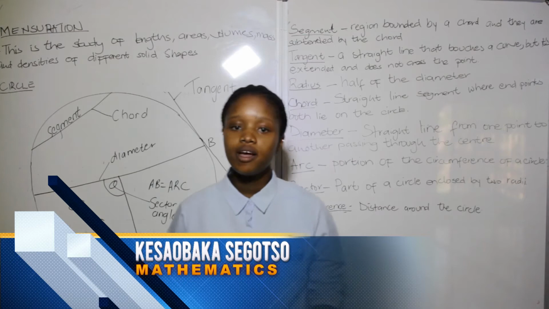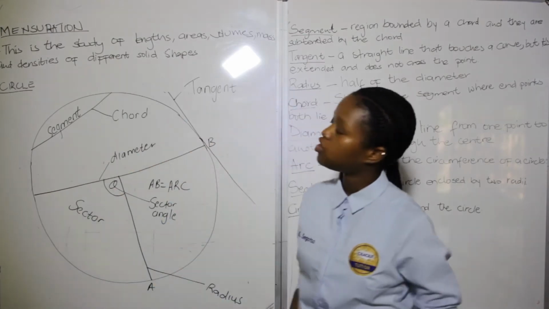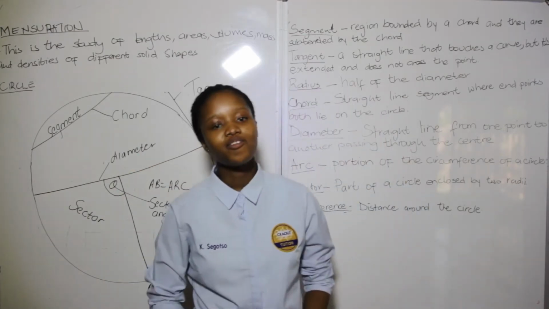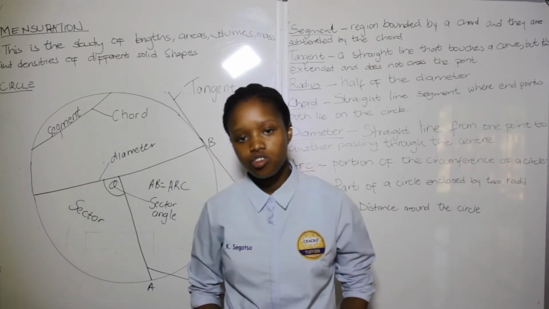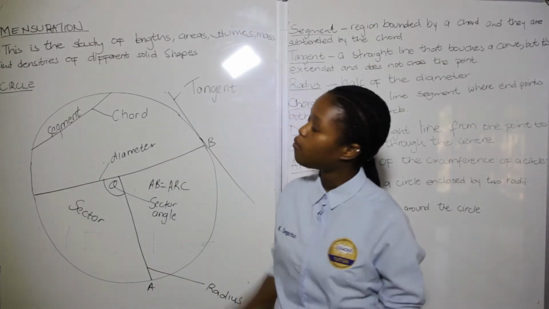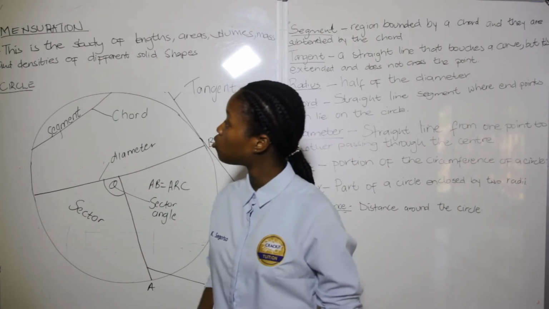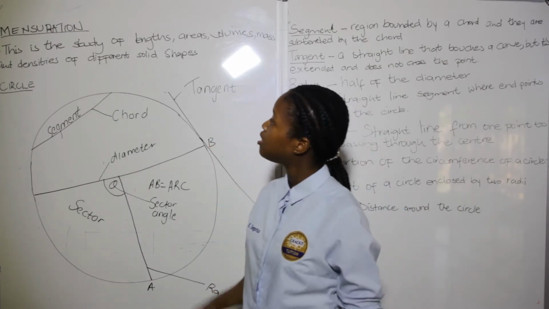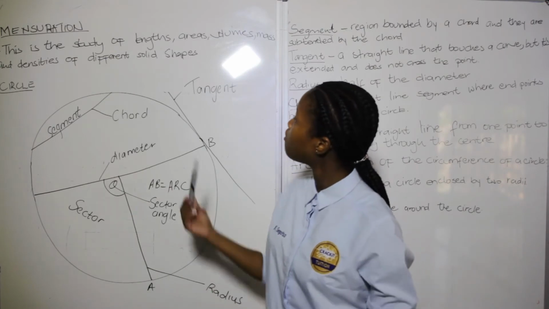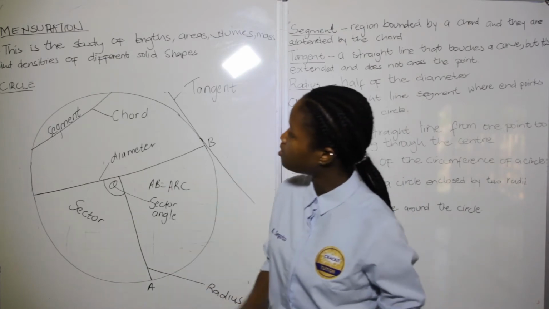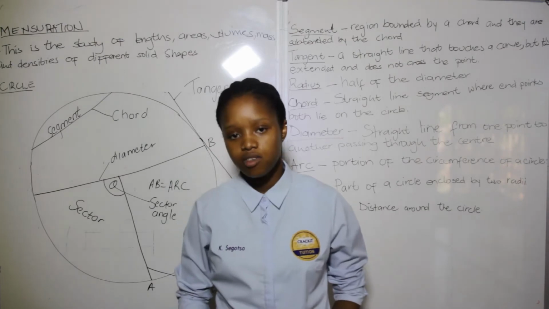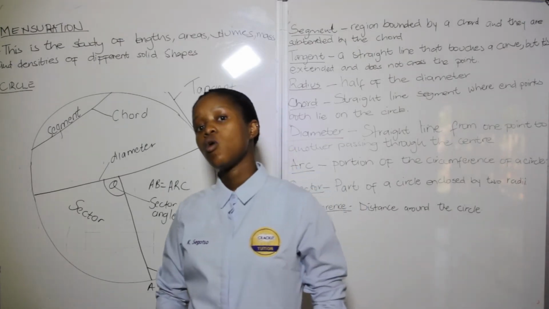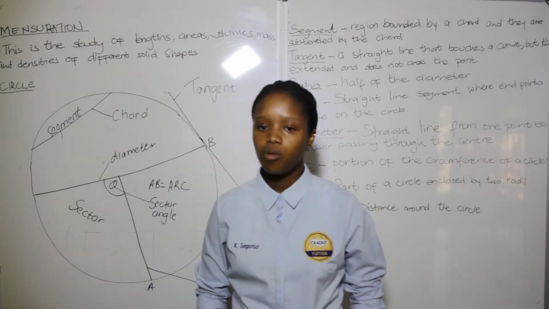Our topic for today is mensuration. You have been learning mensuration from your primary school, your junior school, and now you're going to find it here when you're in senior school. So, mensuration, as some of you may have forgotten, is the study of lengths, areas, volumes, mass, and densities of different solid shapes. We have different solid shapes that we are going to be talking about in this topic.